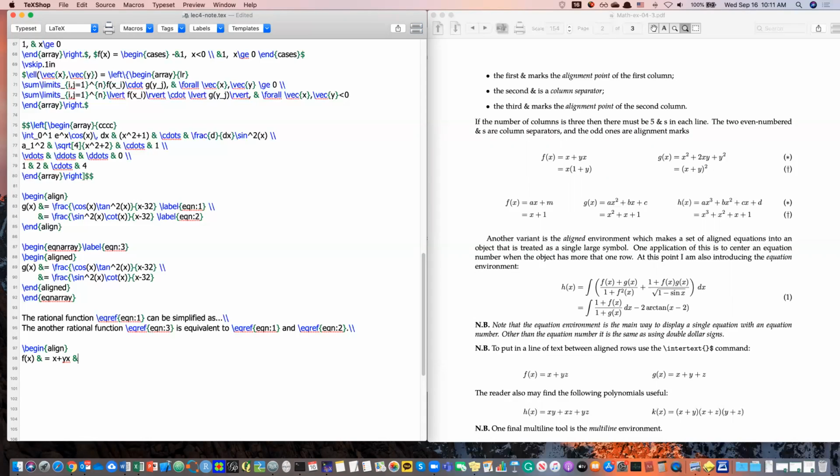The second ampersand, every even-numbered ampersand symbol, is a column separator. So we move to the second column, the g of x, and then we put the alignment point. So this is equal to x squared, and then plus 2xy, and then plus y squared. Okay.